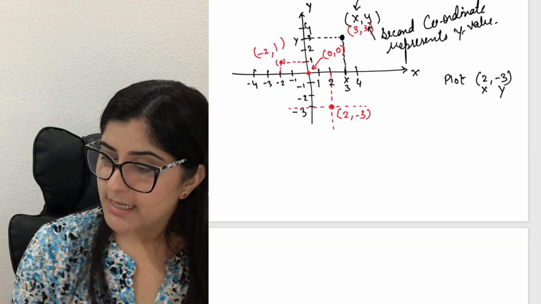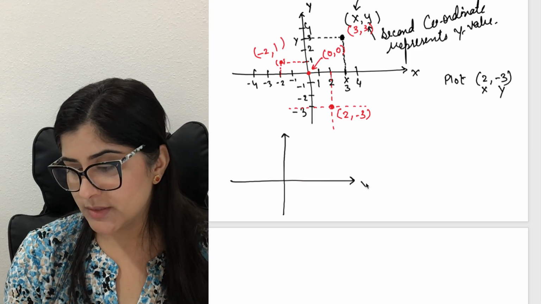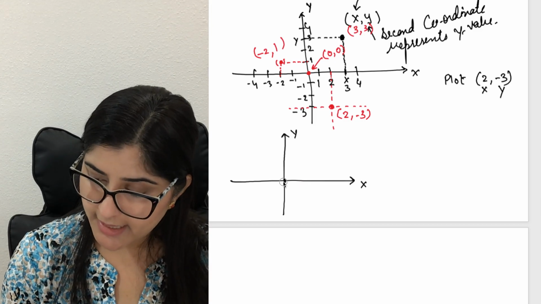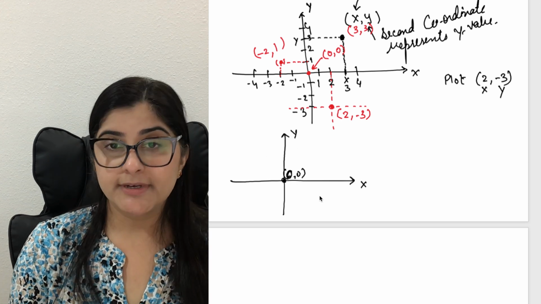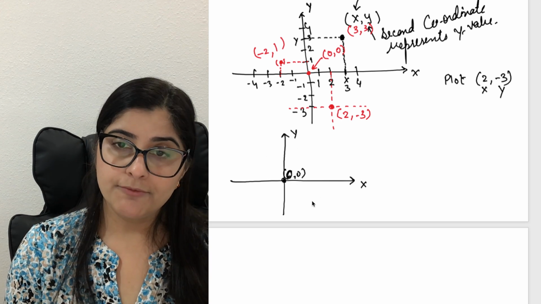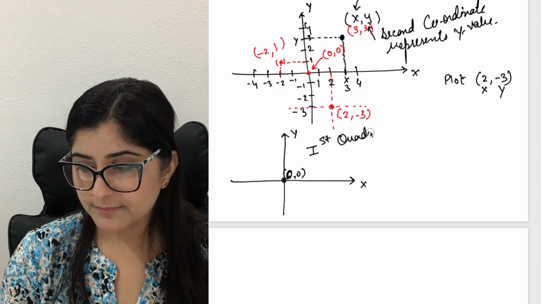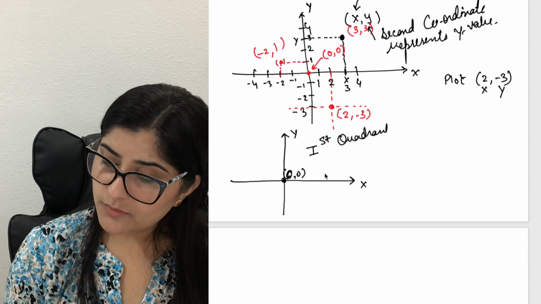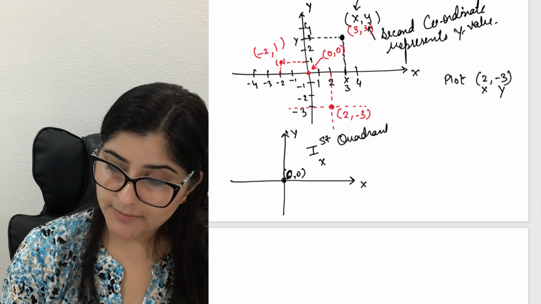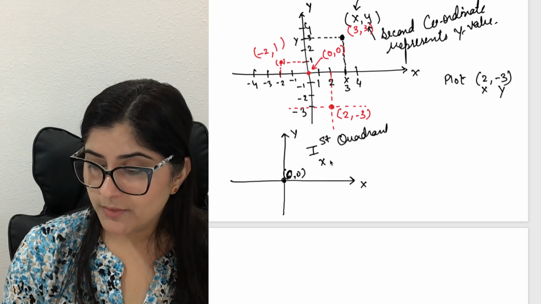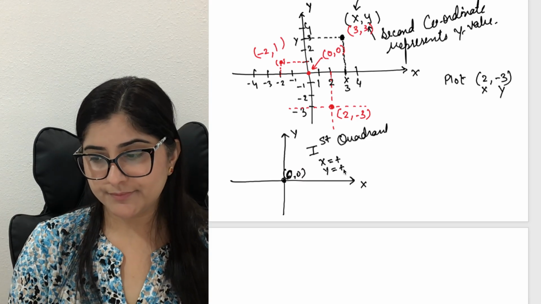Now you see that in this xy plane, when we have two real axes, the x-axis and y-axis, crossing at 0, 0, we have four different sections. We have a name for each section. This is called the first quadrant. In the first quadrant, x values are positive. This is the positive side of the x-axis, and this is the positive y-axis. So x values are positive and y values are also positive.